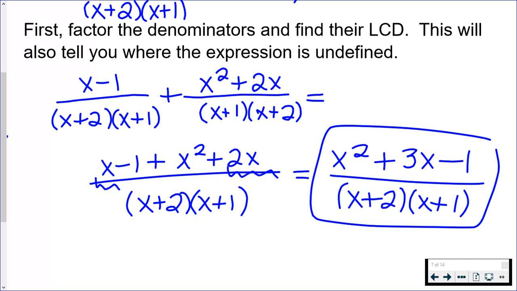And one last thing I'll point out is you can leave your answer like this, or you may see your answer completely distributed out. So you could see the denominator as x squared plus 3x plus 2. That's what you would get when you FOILed x plus 2 times x plus 1.